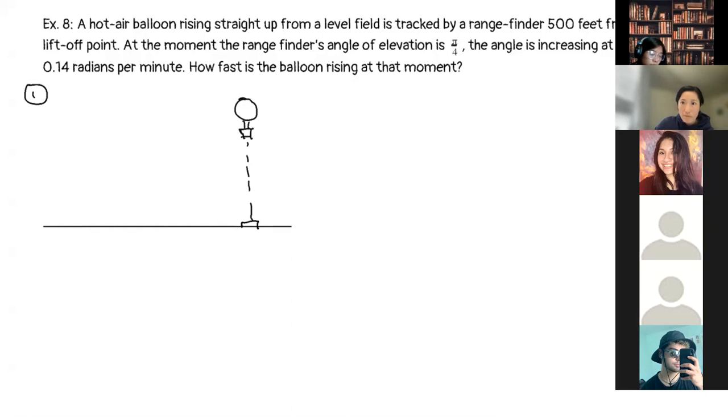Now, there is a rangefinder or something that's measuring the height of this hot air balloon that is 500 feet away. So this distance, it's a horizontal distance, so I'll call it x, but we know specifically that it's 500 feet, okay? Now, is this horizontal distance changing? Let's start to think ahead here. What do we know about dx dt?